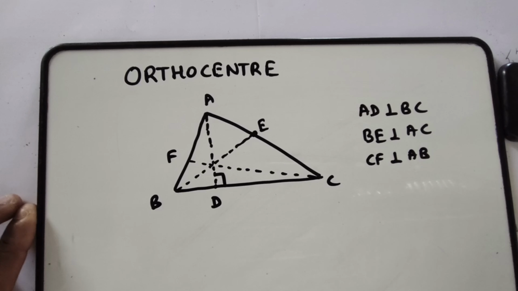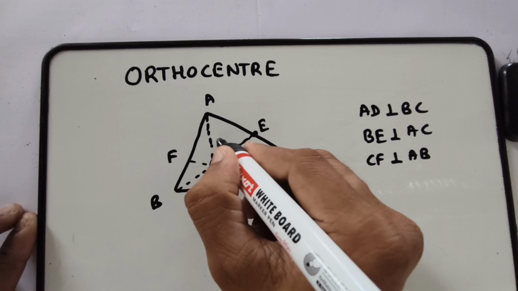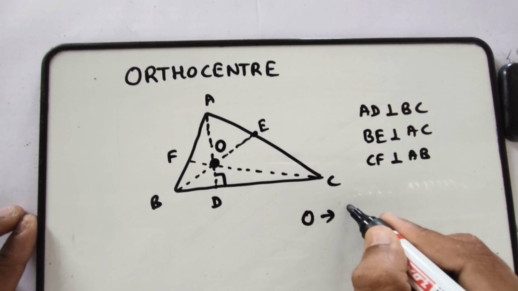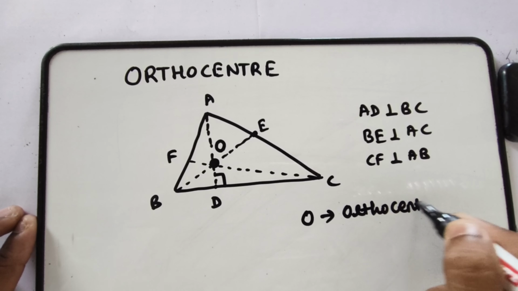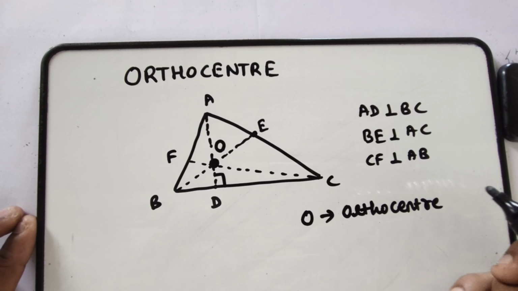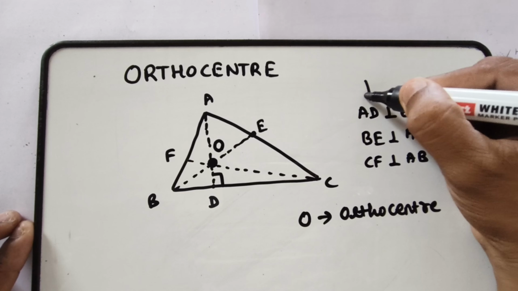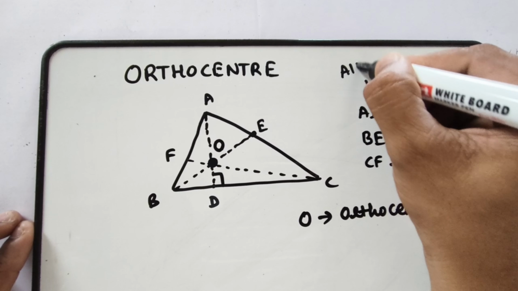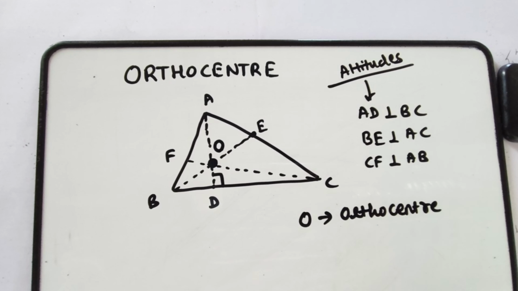See, these are the three perpendicular lines, that is altitudes, passing through the vertices, all meeting at one common point known as orthocenter. O is known as orthocenter here. Dear students, please remember this: where three altitudes meet at one common point is known as orthocenter.